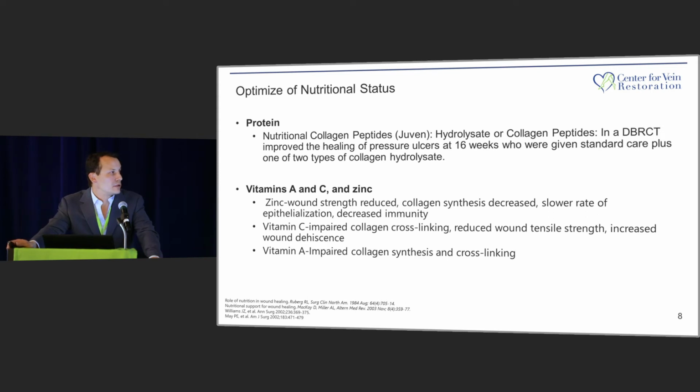Yesterday, you saw in brief slides a Juven. It's just a nice collagen peptide with some evidence. Juven is expensive, not always covered. Collagen peptide is collagen peptide. It is cheap on Amazon. So think outside the box. It's just basic nutrition.